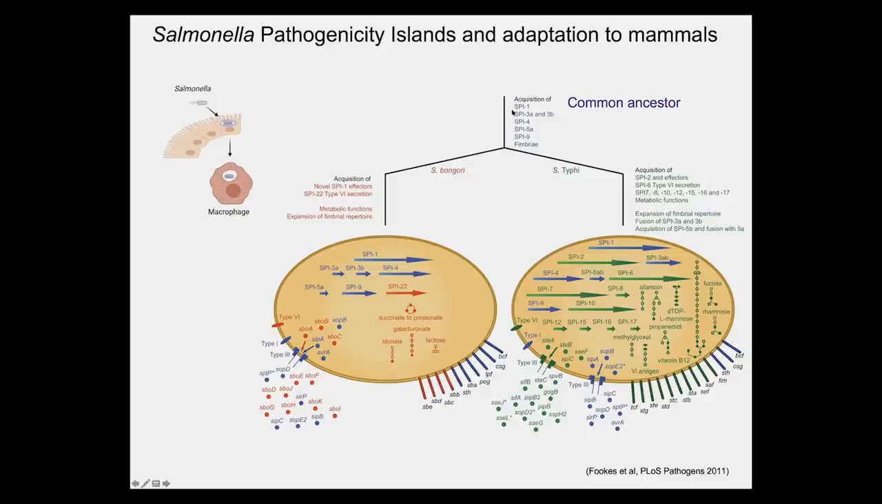And now with more detailed genomic studies, we can actually evaluate the common ancestor and see how Salmonella bongori and, for example, Salmonella Typhi have evolved. And you can see that Salmonella bongori has a limited number of pathogenicity islands and limited metabolism compared, for example, to Salmonella Typhi, which has acquired a lot more factors to be able to replicate in mammals and in the human host.